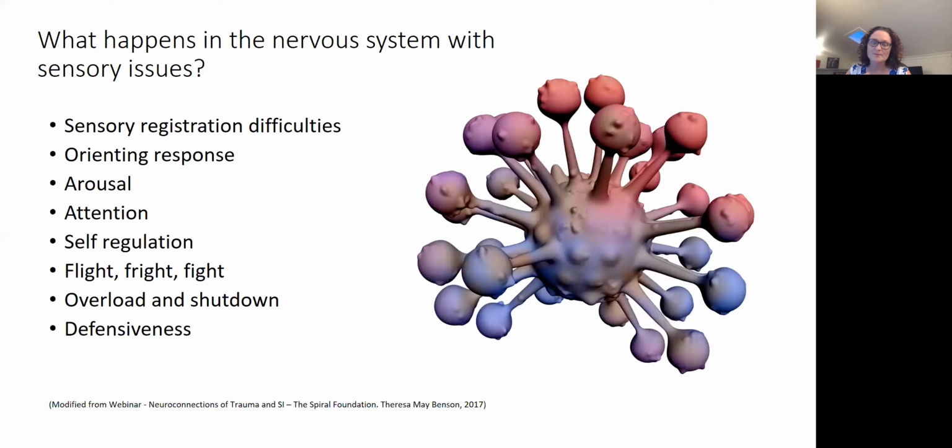So the last one is defensiveness. That's when we might be defensive, like a little bit of noise feels way too much, or a little bit of touching the glue or the paint or the messy things can be way too much for a child's sensory system.